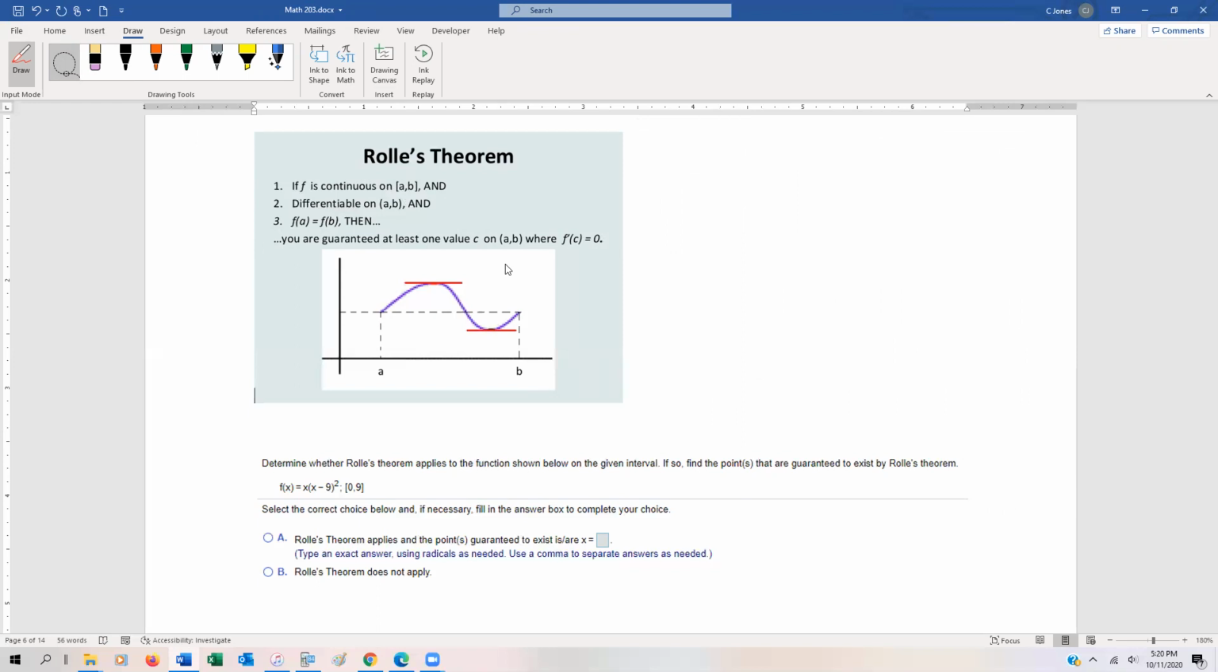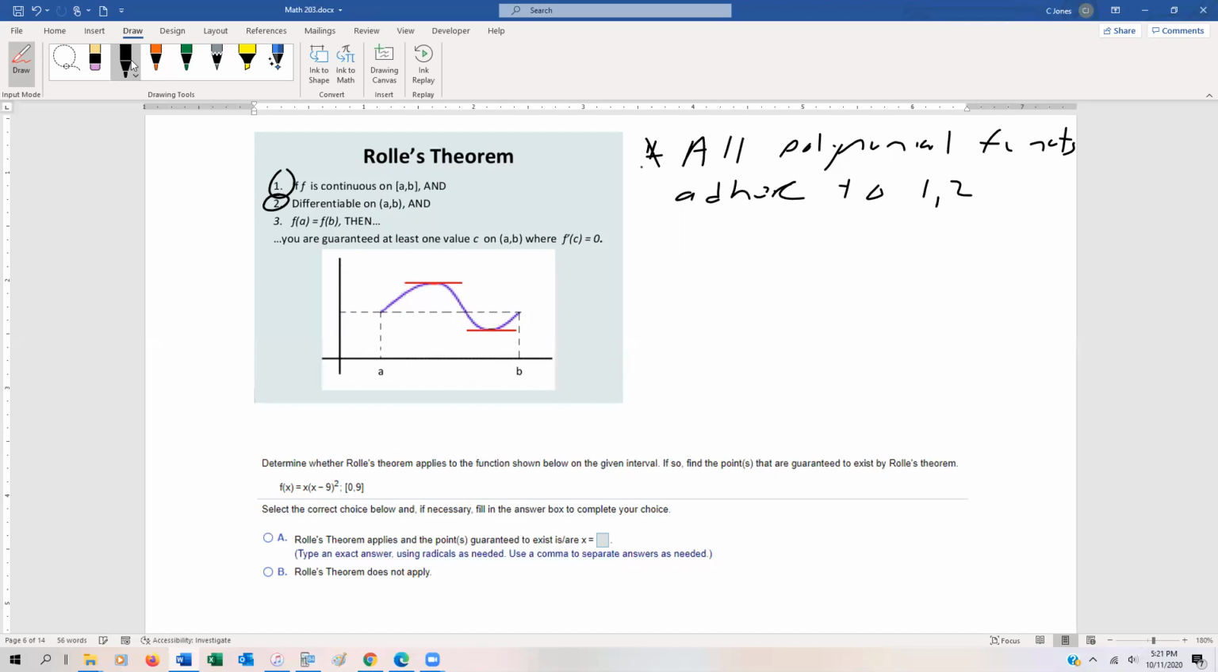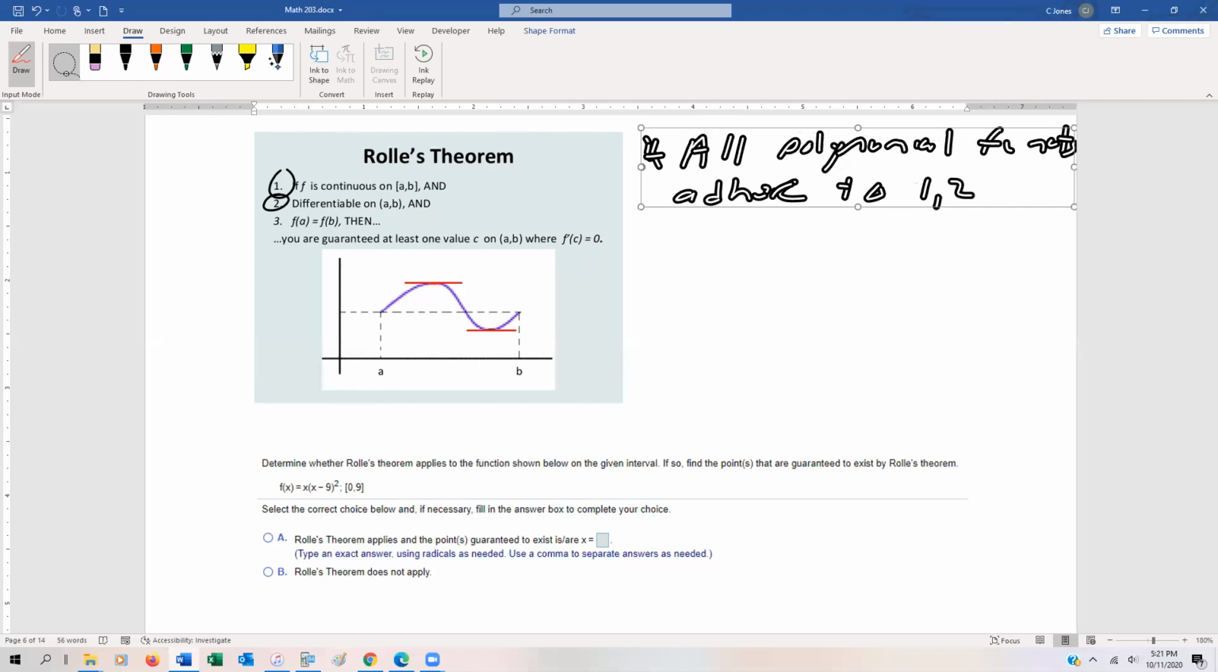So one thing to keep in mind is that all polynomial functions, we'll say, adhere to conditions 1 and 2 of Rolle's theorem when we try to apply it. So it's just up to us to be able to apply the third one, f(a) equals f(b), right? And our job is to say, okay, if all three of these are true, then we're going to find the derivative and find a value where the derivative is equal to 0 as well.